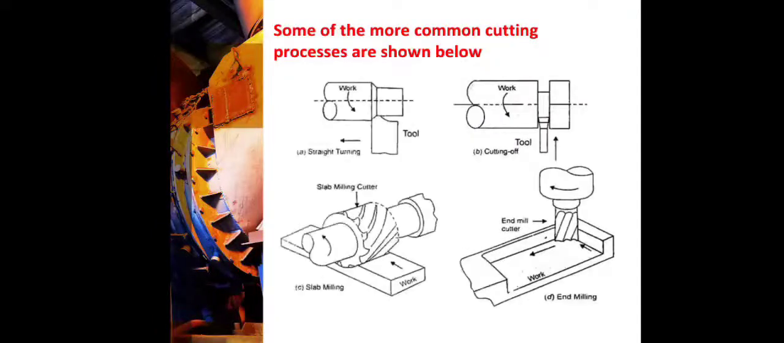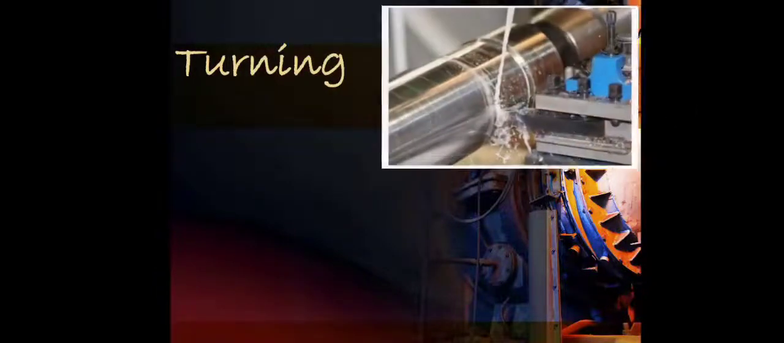So here are some of the common cutting processes. Basically, here are the straight turning, the cutting off, the slab milling, and the end milling. Apart from that, we have other cutting processes, but here are four only. So first, we will focus on turning. We will discuss turning.